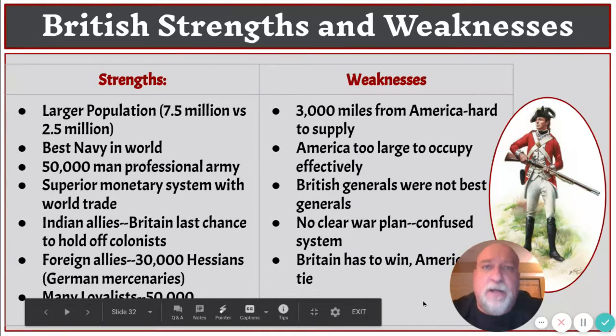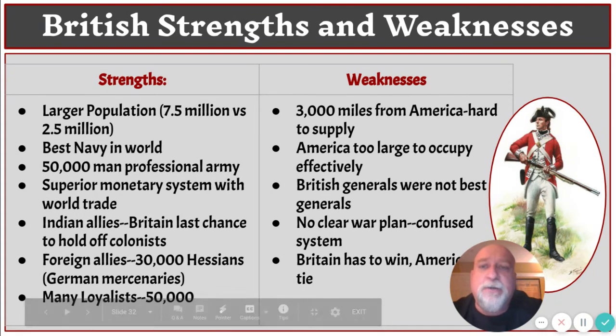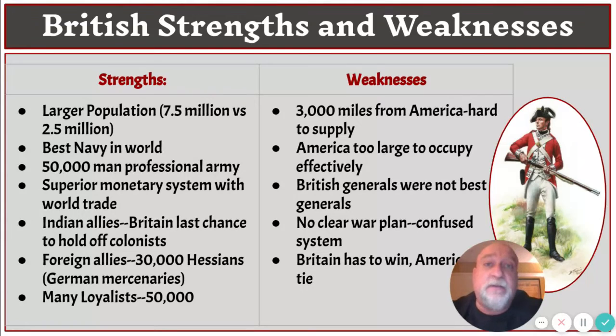So, first of all, population is a strength of the British. They have 7.5 million people compared to 2.5 million people in the colonies. What this means is they can recruit more men for their army. And in fact, look at number 3. They have a professional, strong army. And those are the key words, professional. This is what they do for a job. This is not a civilian, an everyday average person who's choosing to fight. These are professional, full-time soldiers.